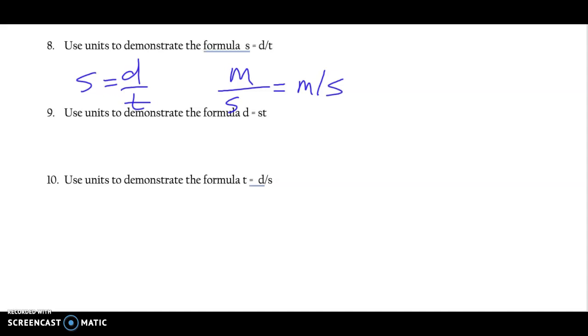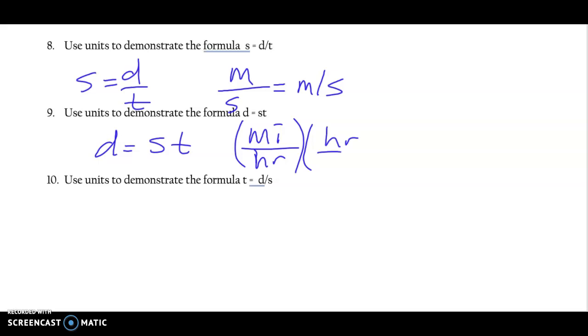The next one, distance is speed times time. All right, we've got distance is speed times time. Let's come up with a reasonable speed. Let's do something like miles over hours. And then I'm going to multiply it by a time unit. And let's do hours. And I'm going to put it over 1 so you can see something interesting happening. Hey, the unit hour divided by an hour is going to cancel off, and that's how you get the unit miles, and that would be a reasonable distance.